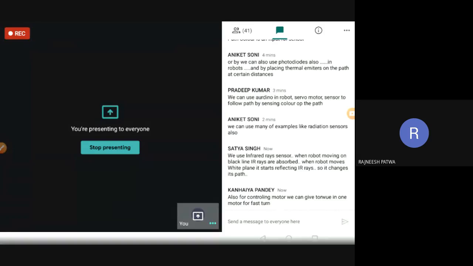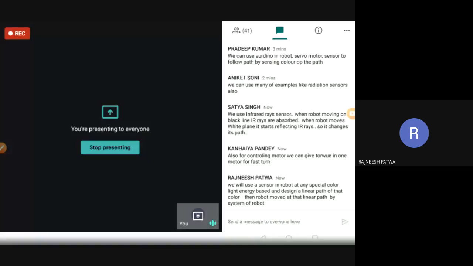And another comment: can we also use a driver for controlling the motor, giving more torque in one motor to go faster? Yes, that is another idea. We have two wheels, and if one wheel is turning, that means the robot is turning. Okay, everyone is right. And we'll take one point from Satya Singh: use a sensor in the robot for a special color, light-energy based, and design a linear path of that color.